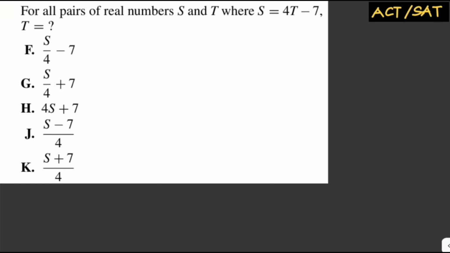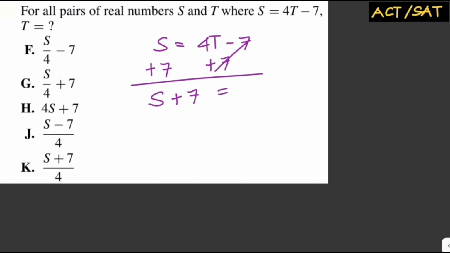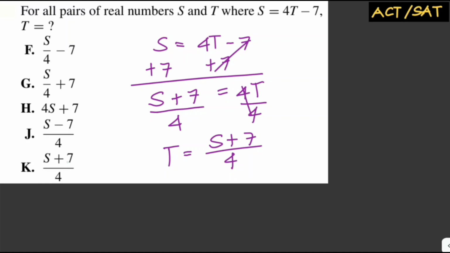For all pairs of real numbers s and t, where s is equal to 4t minus 7, t is equal to, now let's solve for t here. So we're given s equals 4t minus 7. We just have to add 7 to both sides. This cancels out. So this is s plus 7 equals 4t, and then we divide both sides by 4. Now the value of t is just equal to s plus 7 over 4. So the answer here is letter K.